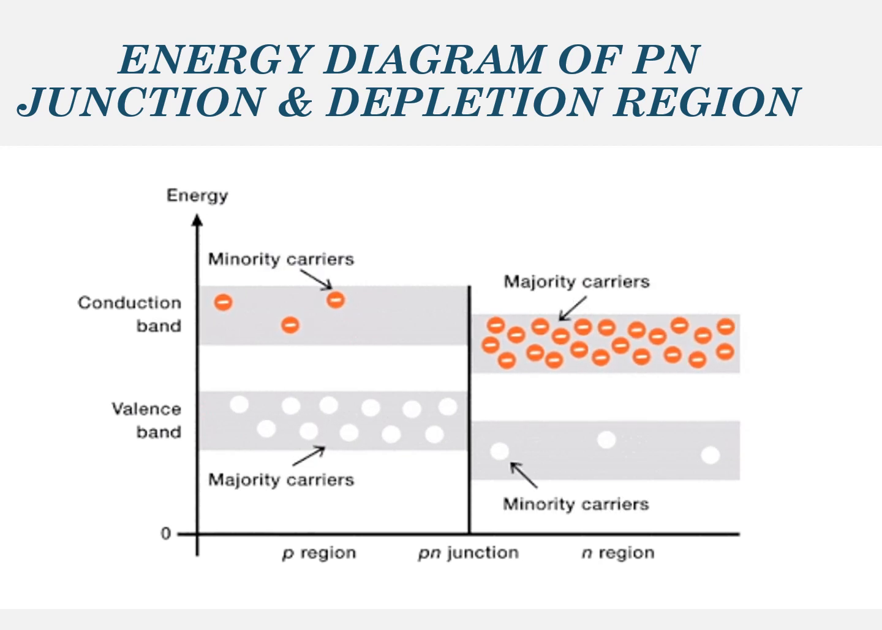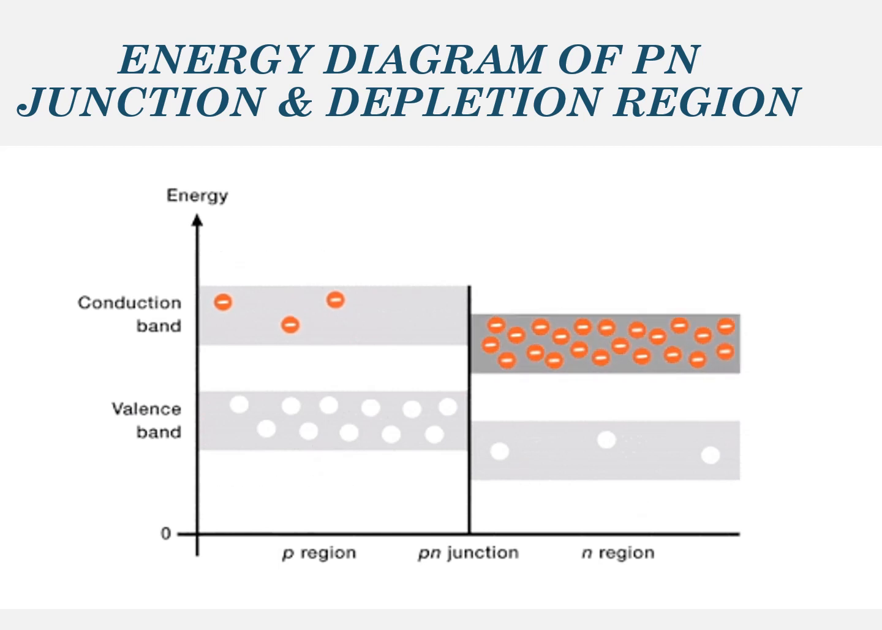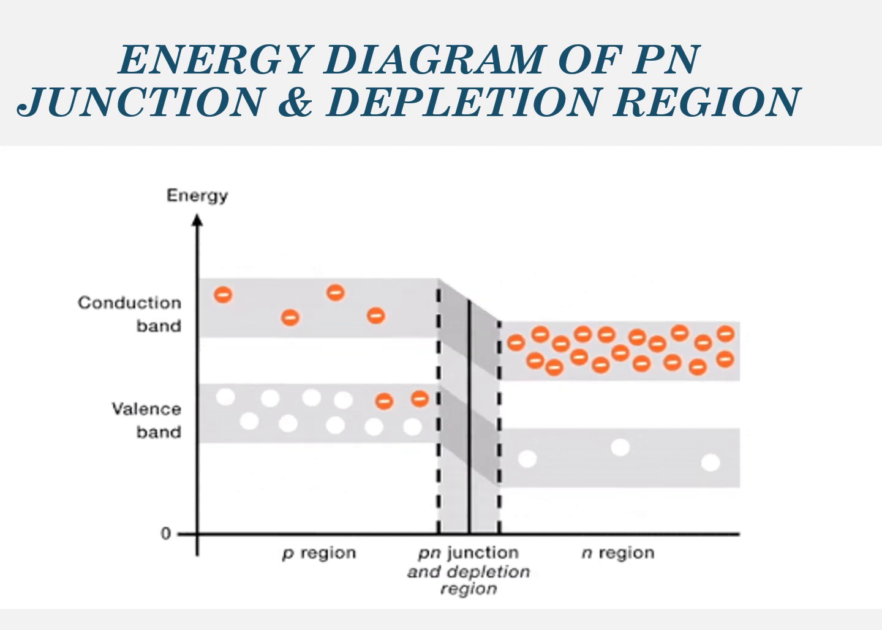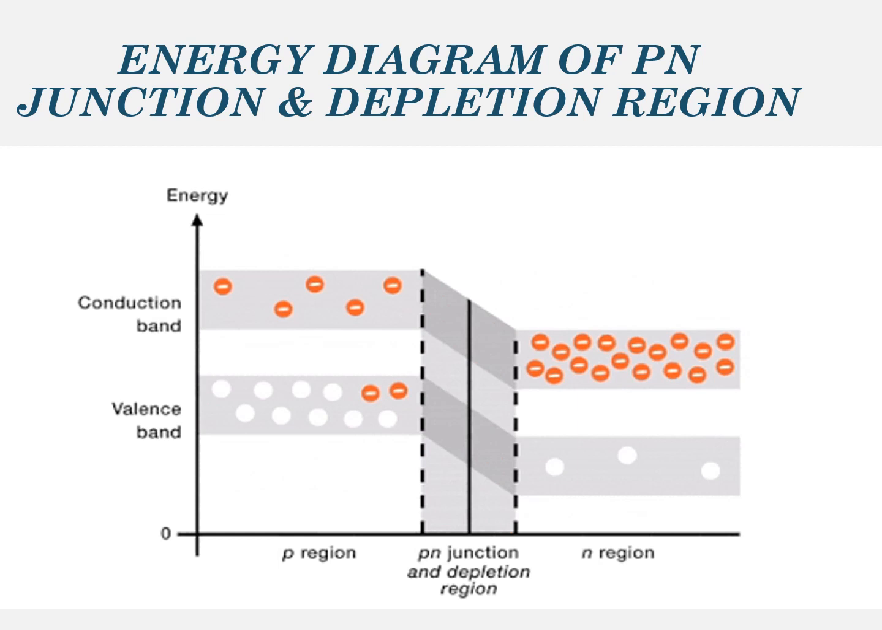Now look at it again to make it more clear. When these free electrons diffuse across the junction and they enter the conduction band in the P region, they lose their energy and fall into holes in the valence band in the P region. As a result, the depletion region is formed.